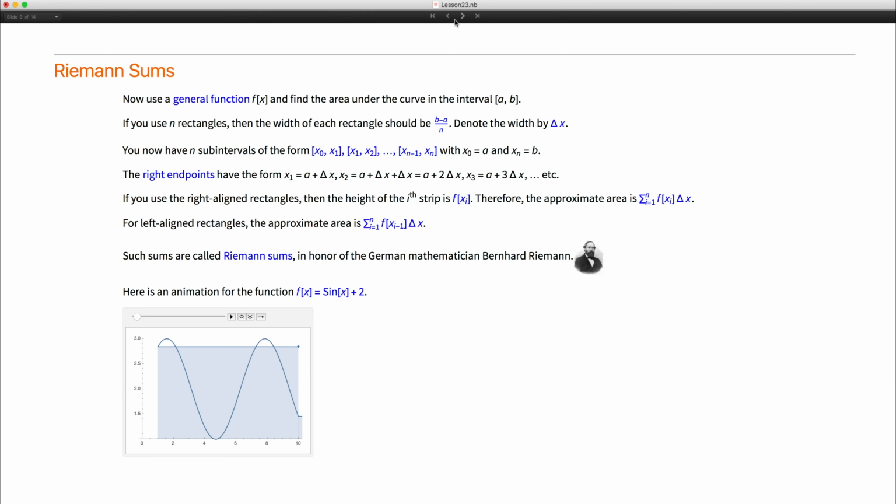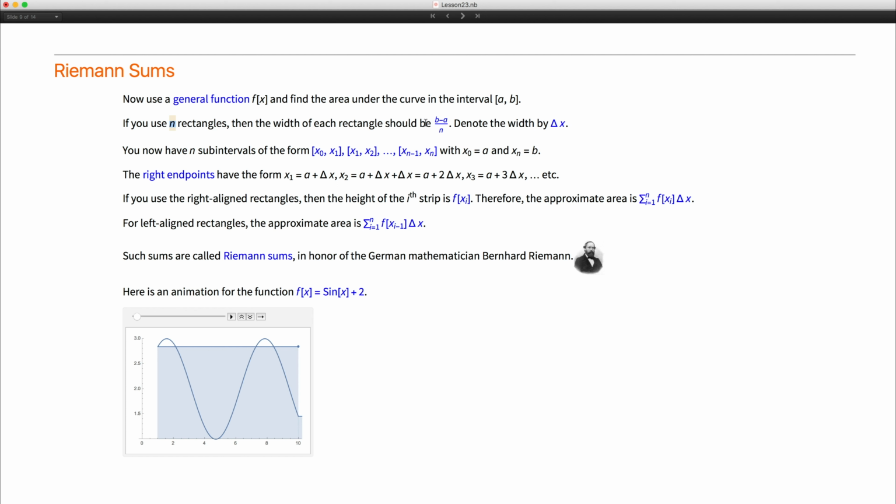Okay, so now to get a bit more general, I need to talk about so-called Riemann sums. Now this is a fairly difficult concept, so let me go slowly. So let's say you have a general function f of x, not just a parabola, and you want to work out the area under the curve between a and b.